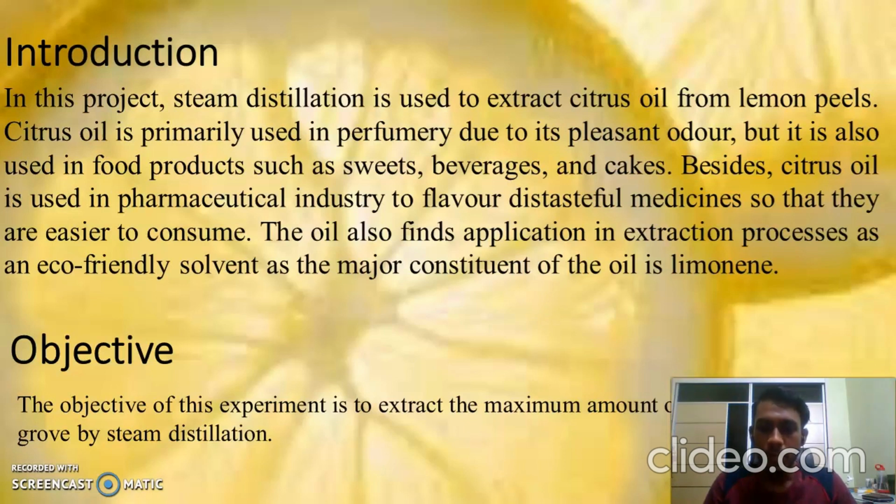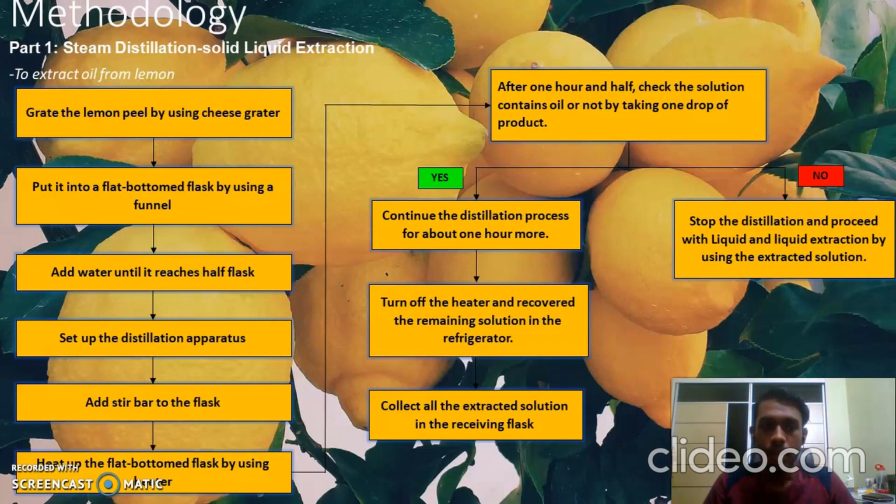The objective of the experiment is to extract the maximum amount of citrus oil from lemon peel by steam distillation, which is the method that we chose to extract the oil. Okay, so I will explain the methodology of the experiment.